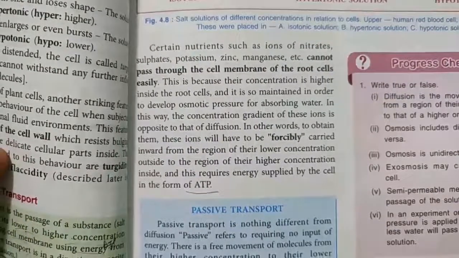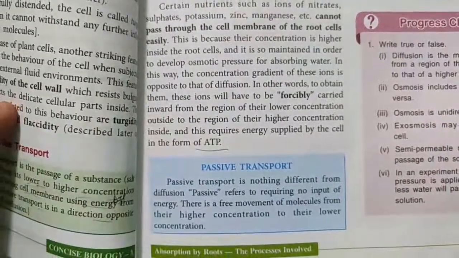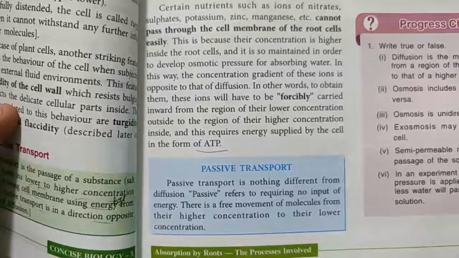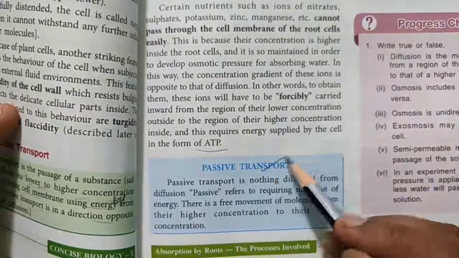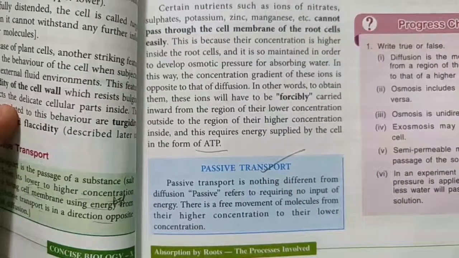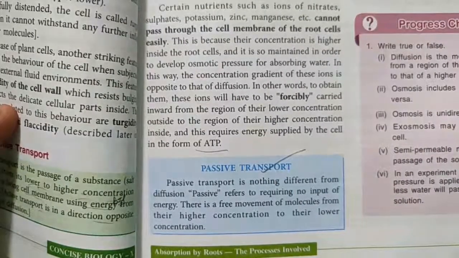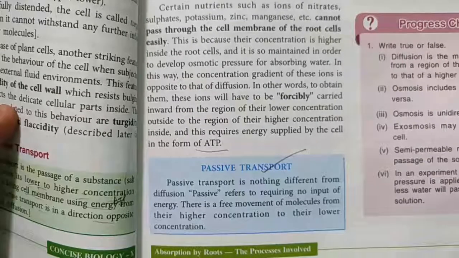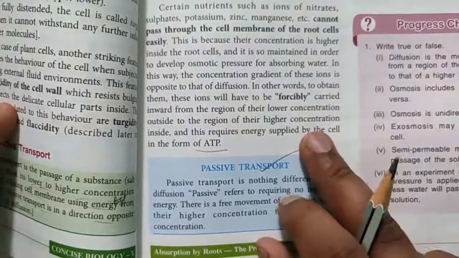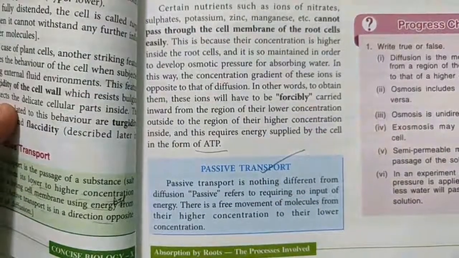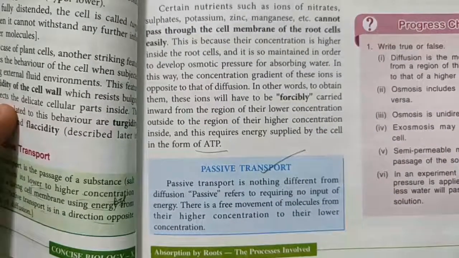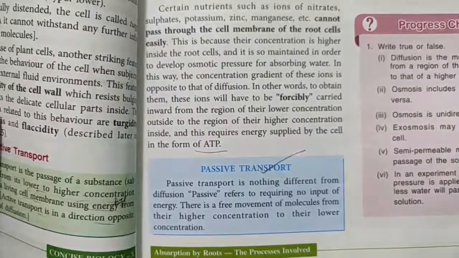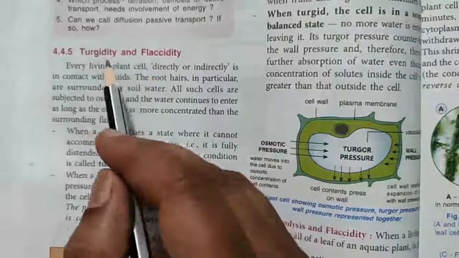In diffusion, we have seen movement of particles or molecules from a region of higher concentration to lower concentration. That is also known as passive transport, because here there is no requirement of energy. The molecules can easily pass from higher to lower concentration. But here energy is required, a forcible energy, and this process is known as active transport. Now next is turgidity and flaccidity.